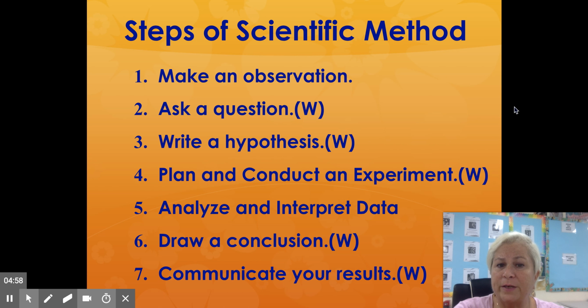So we make an observation, we notice something in the natural world around us. 2, we ask a question about it. We're curious. We're like, I wonder why, or I wonder how, I wonder what, right? And then you write a hypothesis, which is your educated guess about the answer to that question or the solution to that problem. Finally, you're going to plan an experiment. You're going to write out a procedure, plan it, and then conduct the procedure that will help you test your hypothesis.